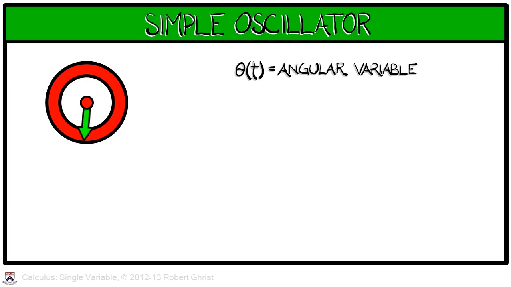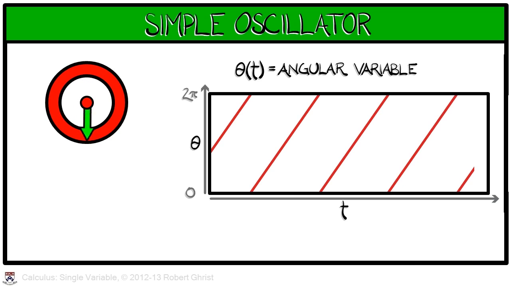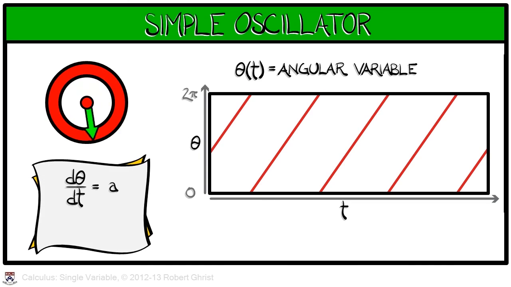We're going to consider theta, an angular variable, as a function of time, and we want the simplest possible model. That is, theta simply evolves linearly over time from 0 to 2 pi and then back to the beginning. What kind of differential equation would model that? Well, I think you can figure that one out. d theta dt equals a constant.